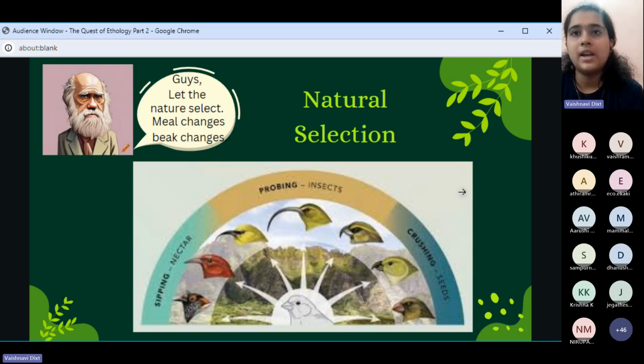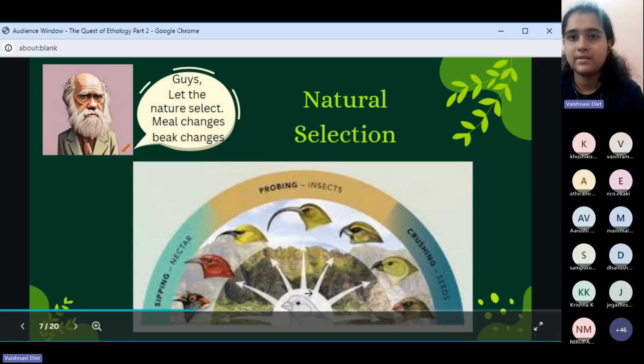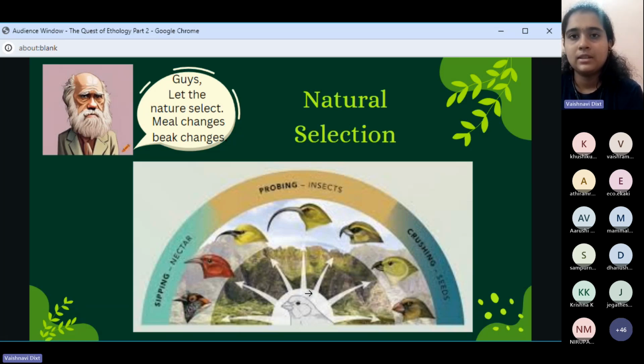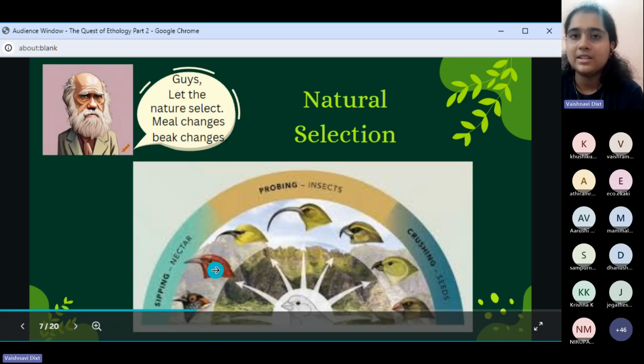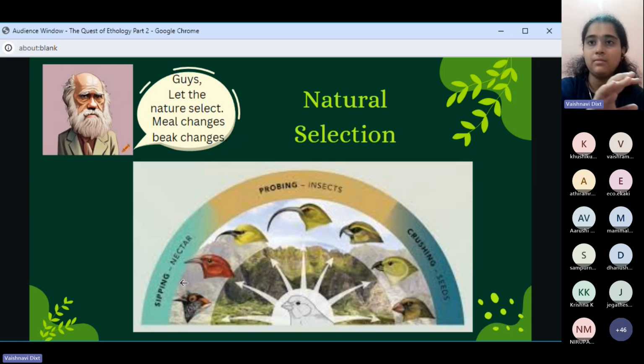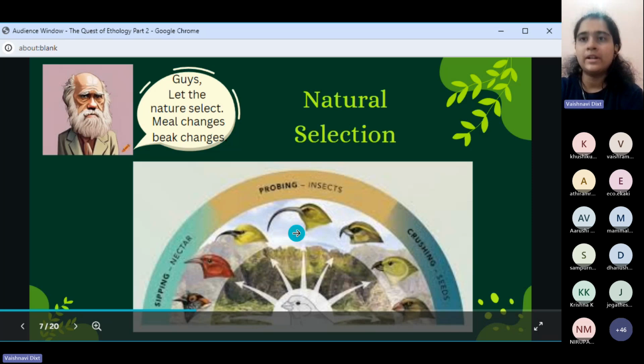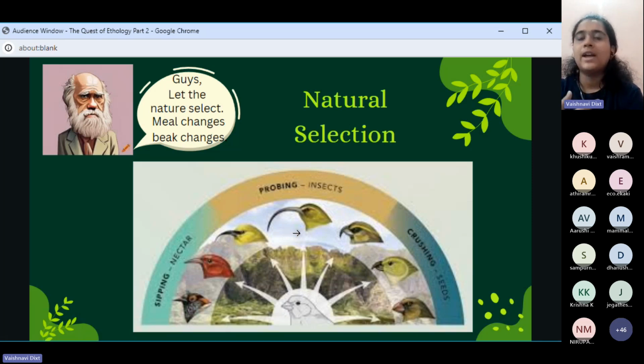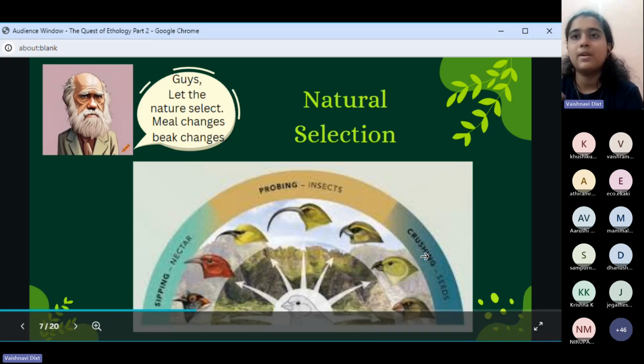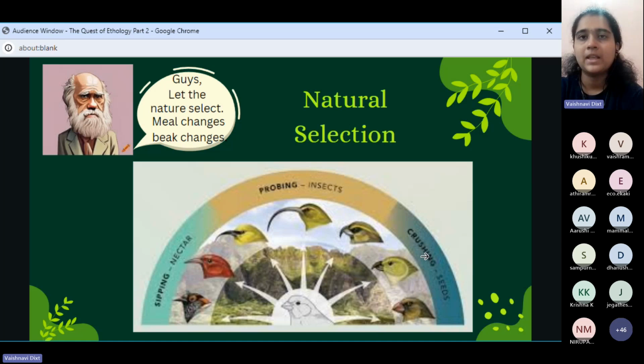So now, as you can see, this is the ancestral bird. Now, the birds who had to feed on nectar, they got their beaks formed in such a way that it becomes easier for them to have nectar. Those who feed on insects, their beak got modified in a way that it is easier for them to eat insects. Similarly for the ones eating seeds, their beaks got modified so that they can easily eat seeds. So basically, this is how natural selection works. Like in a population, the fittest of all will survive. That is what natural selection is.